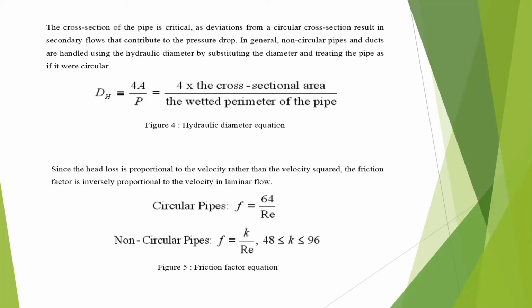Next, this is the friction factor. Since the head loss is proportional to the velocity rather than the velocity squared, the friction factor is inversely proportional to the velocity in laminar flow. This is the formula for the circular pipe: f equals 64 divided by the Reynolds number, and for the non-circular pipe it is K divided by the Reynolds number. K we can get the value in the books.